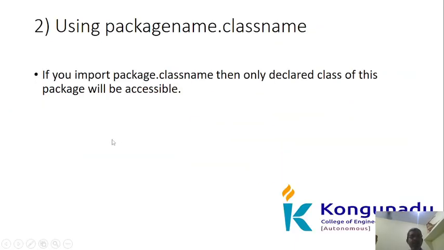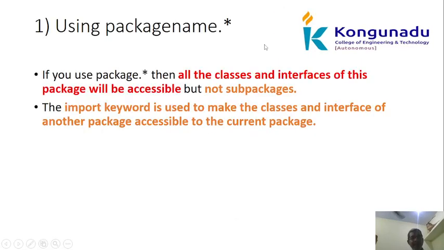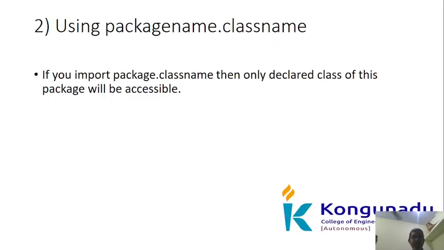Next, the second one, by using package name dot class name. In the first one, we used package name dot star. In the second one, package name dot class name. If we import package dot class name, then only the declared class of this package is accessible. Suppose you have n number of packages in a single program. Among them, if I want to access only a few, I can go for this type of scenario, using package name dot class name. So I choose which classes I am going to access.